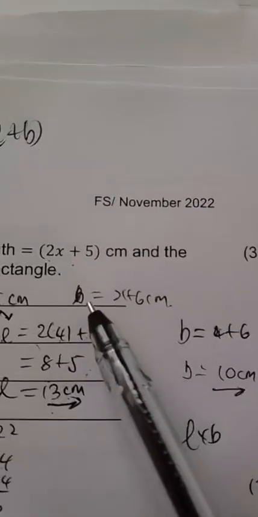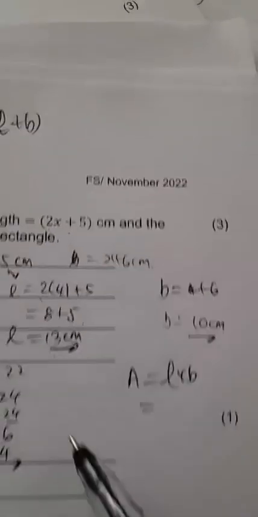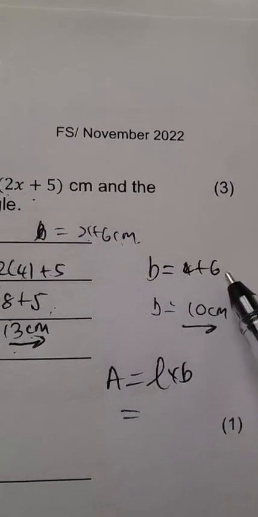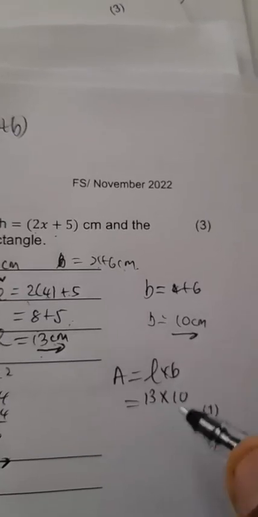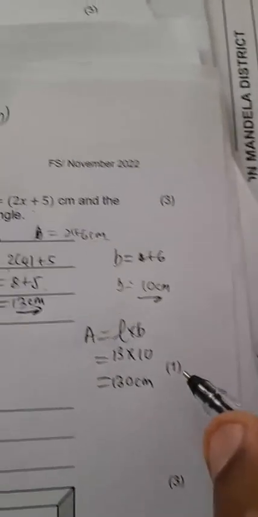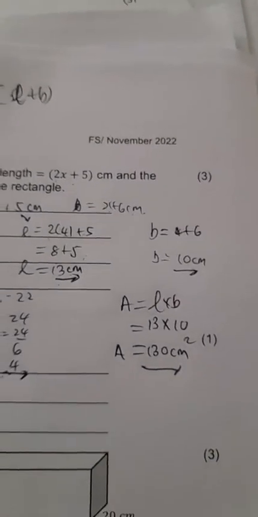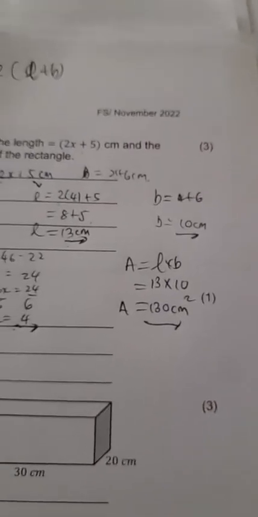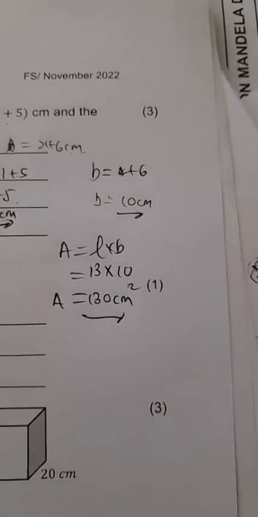Then for the breadth, we have x plus 6 centimeters. So we take x is equal to 4 and substitute it in the place of x. We get 4 plus 6, which is 10. Now we can calculate the length times breadth, which is 13 times 10, which gives you 130 what? Centimeters squared. That is the area. Okay, don't forget the squared. Without the squared, you're not talking about area anymore. It's like you're talking about something else.